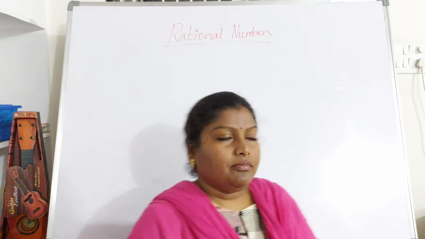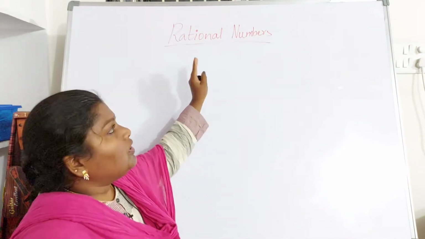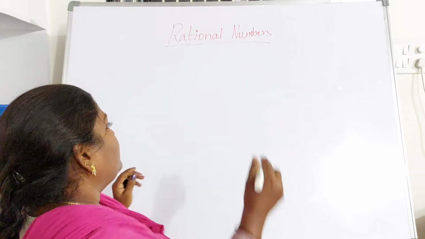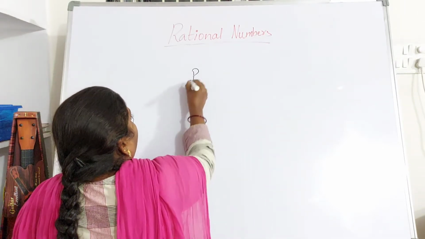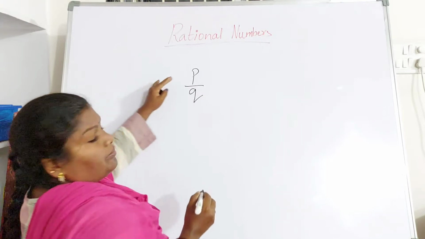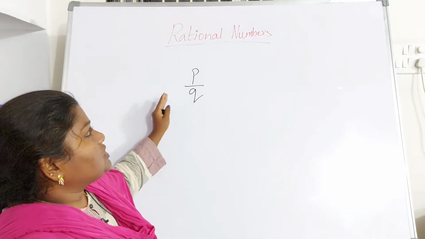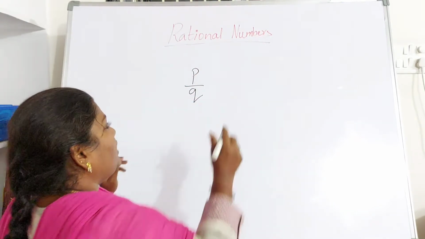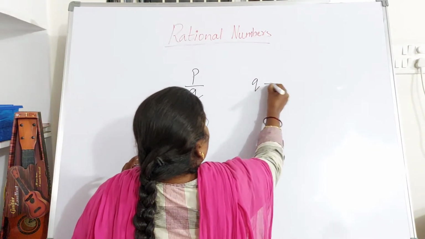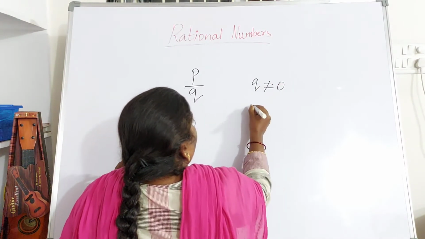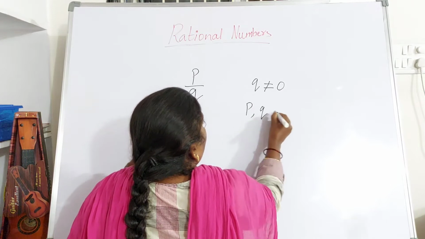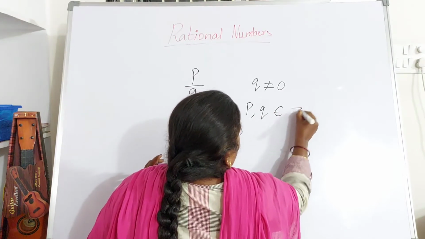So let's start. Rational numbers. Now what are rational numbers? Any number in the form of P by Q is termed as a rational number, where Q is not equal to 0 and P and Q belong to integers.